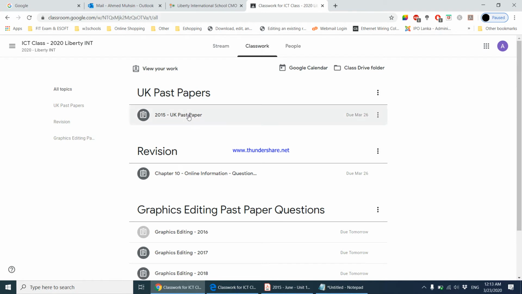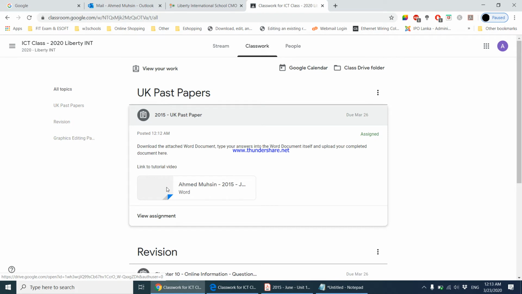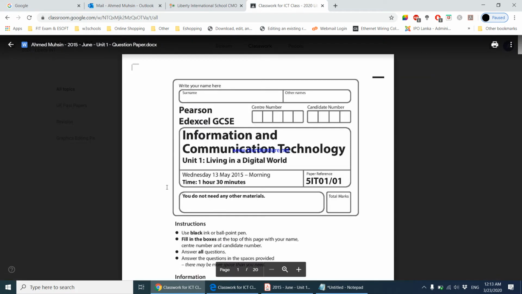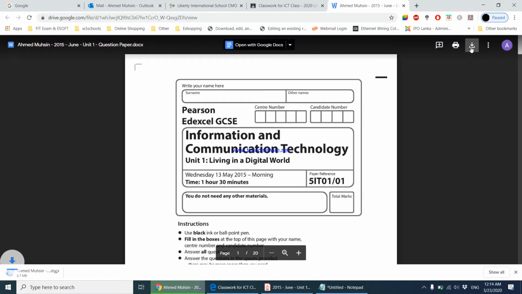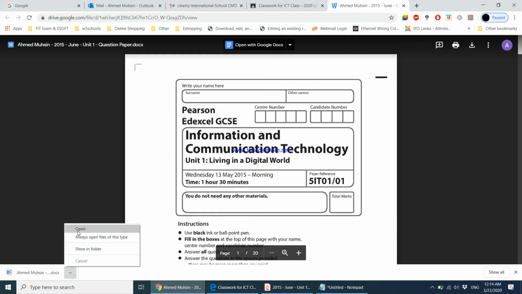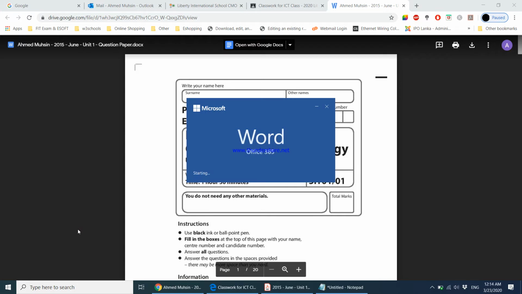starting off with the 2015 UK past paper. So you open it, get the Word document over there. You can click on this, open a new window, and immediately download the paper. Okay, so once you download the paper, you can answer your questions in the paper itself, not necessary for you to print it or anything. On the paper itself you can answer it. So it has been downloaded over here. Just open it up, and you can start the question paper.